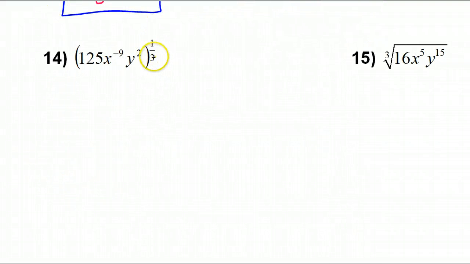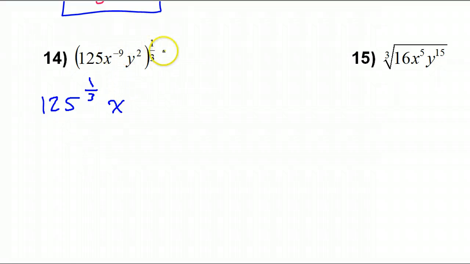So we need to do this 1/3 power to everybody. So I'm going to have 125 to the 1/3 power. I'm going to have x. Now here again, when I have a power to a power, I multiply. If you do it my way, then this 3 is going to cancel with this 9 and make a 3. So I'm just going to have -3 right now.